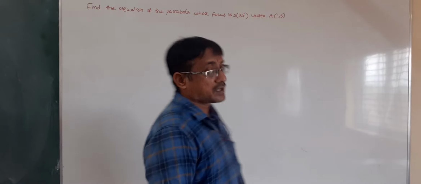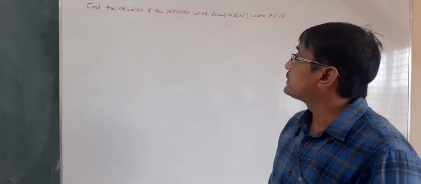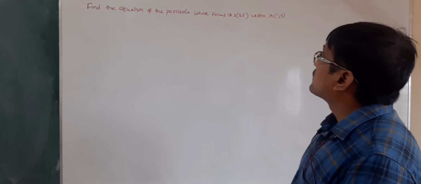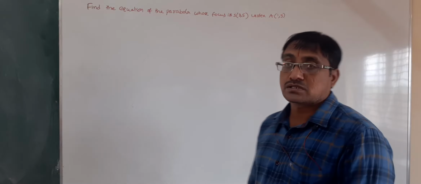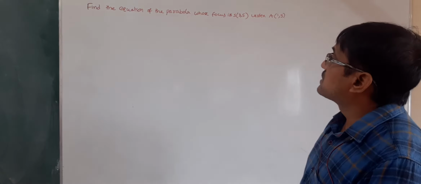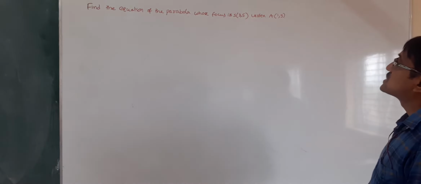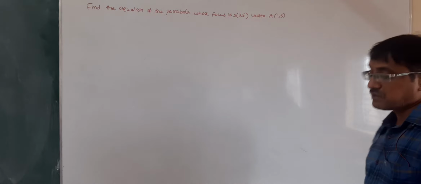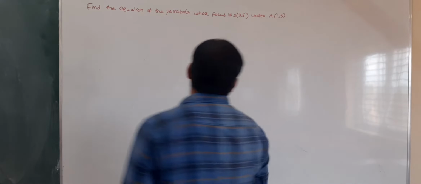Next, another important problem. They have given this question as a 7 marks question in IPA exams. Find the equation of the parabola whose focus is (3, 5) and vertex is (1, 3).